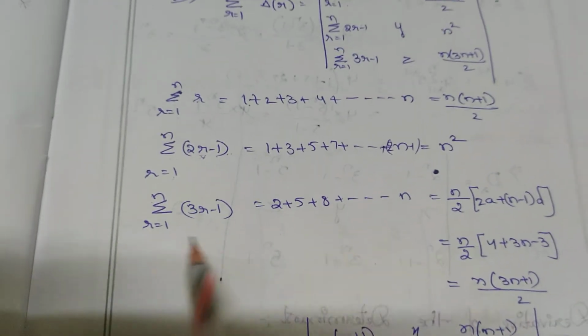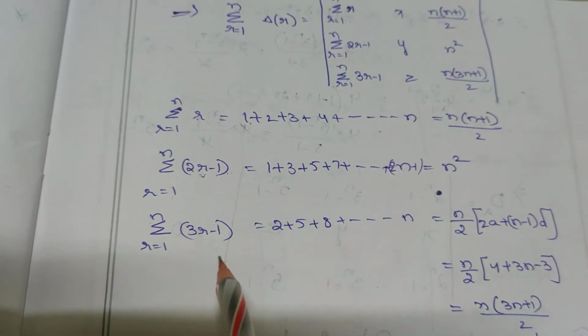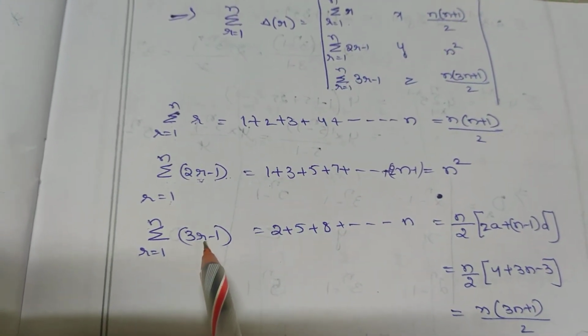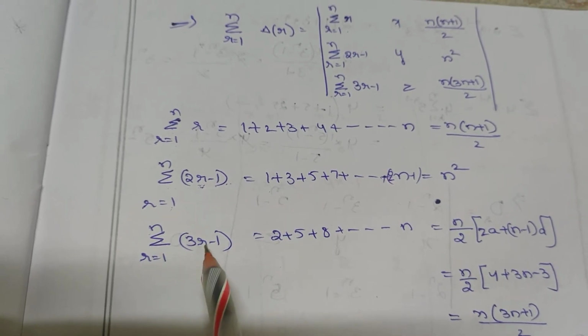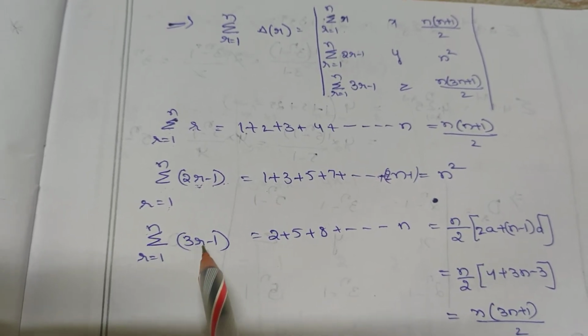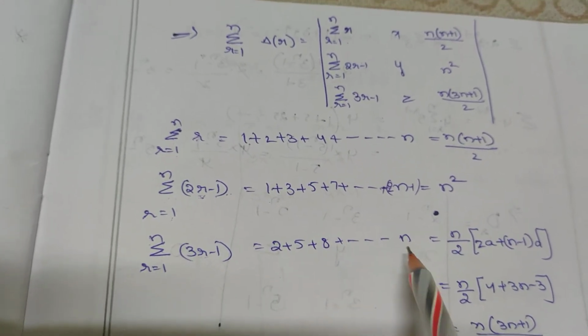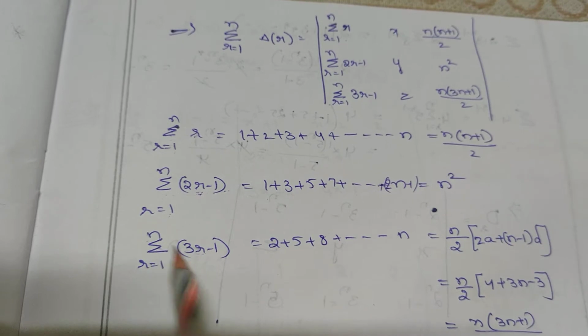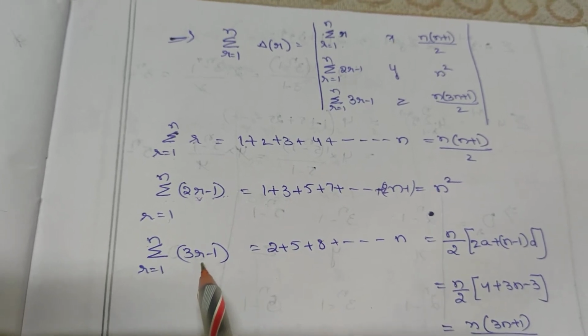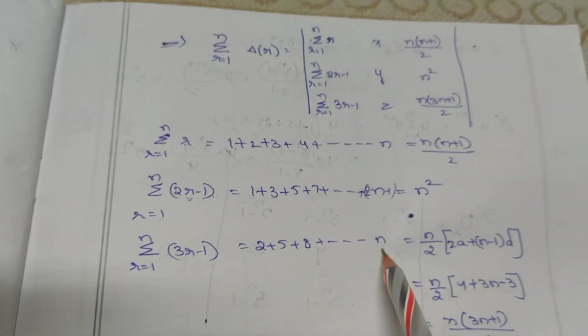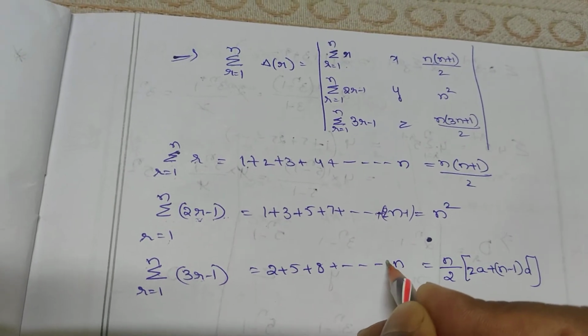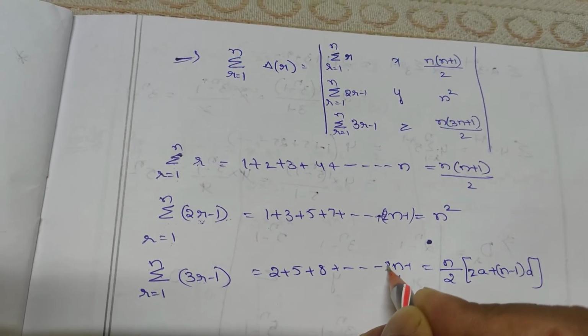Okay, next one, sigma r is equal to n, 3r minus 1. Substitute 3r minus 1 in the place of r, for 1, 2, 3 up to n. 3 into 1 minus 1 is 2, 3 into 2 minus 1 is 5, 3 into 3 minus 1 is 8, and so on. Actually, here you have to understand that up to n terms are there, so the nth term becomes 3n minus 1. But here I have written n, so here also we have to write up to 3n minus 1.